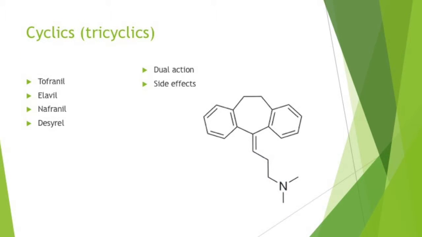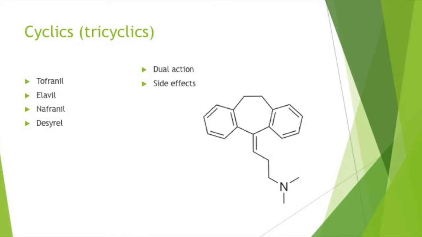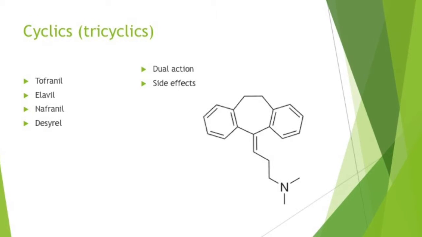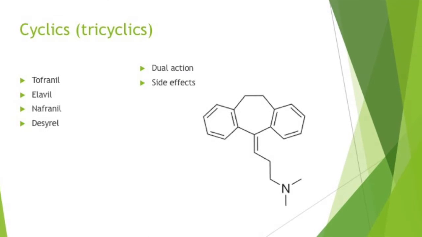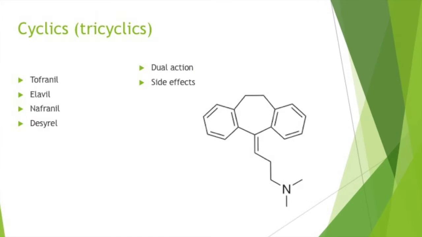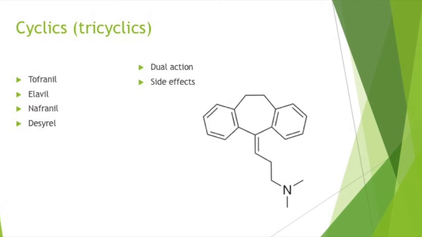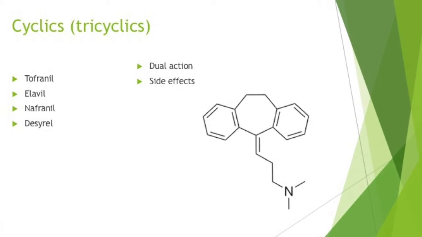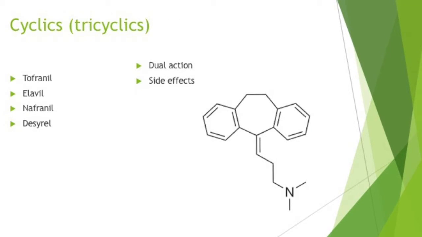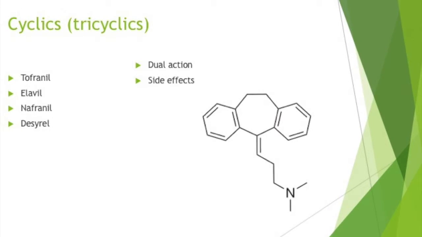Cyclics, also known as tricyclics, are part of the oldest group of antidepressants. Members of this group include Tofranil and Anafranil. A few of these cyclics have also been used for other purposes such as antipsychotics and for chronic pain. They are more popular for treatment of OCD and depression. Many of these agents are dual action as they block the reuptake of both serotonin and norepinephrine.